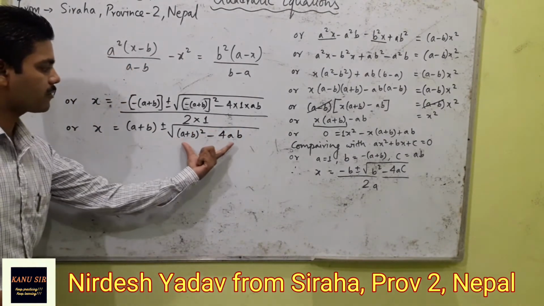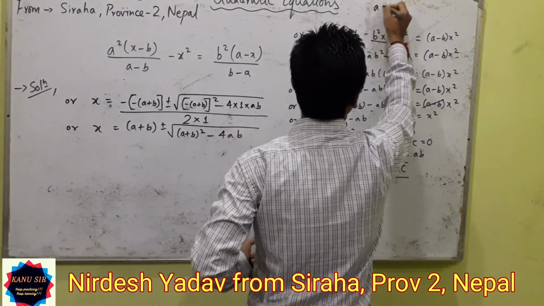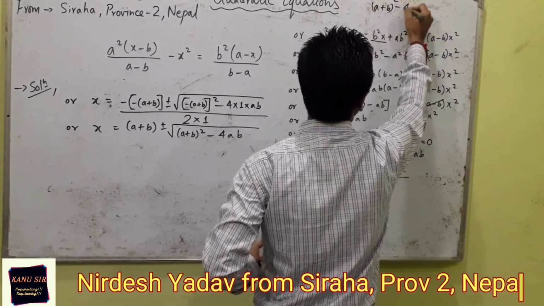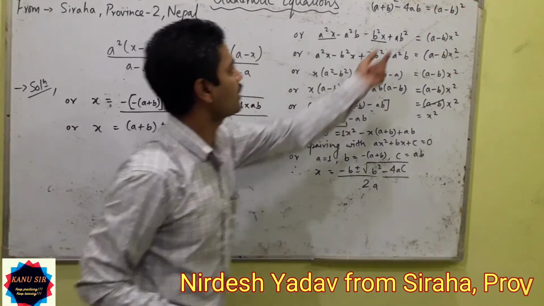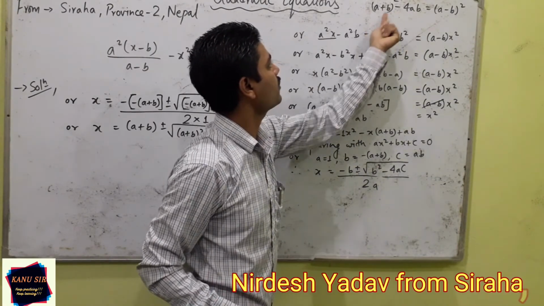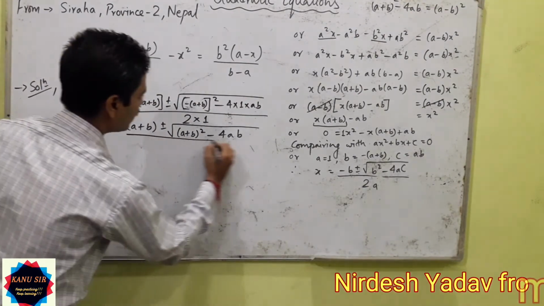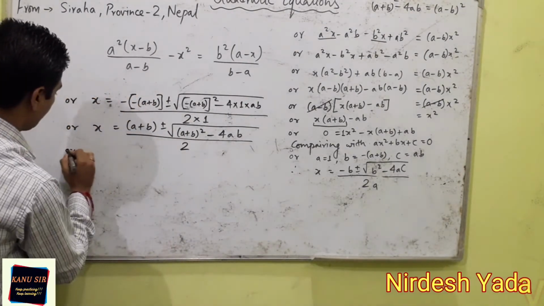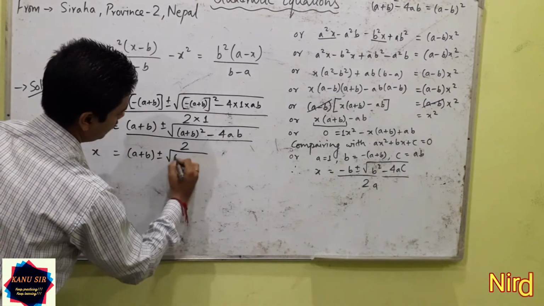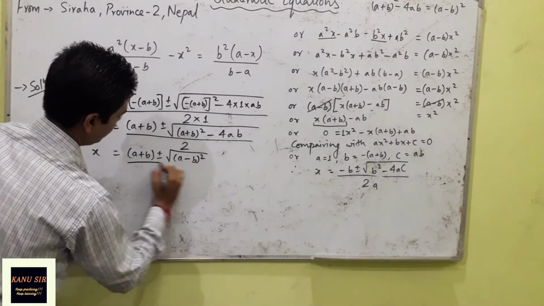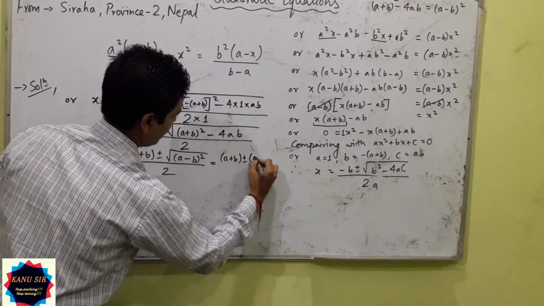If you remember, I have explained this formula in my previous videos also. They look alike. (a plus b) whole square minus 4ab has a formula, that is (a minus b) whole square. If you get this type of question, then (a plus b) whole square minus 4ab will change into (a minus b) whole square. So directly you can write that divided by 2, or value of x is (a plus b) plus minus under root (a minus b) whole square divided by 2, that is equal to (a plus b) plus minus (a minus b), all over 2.